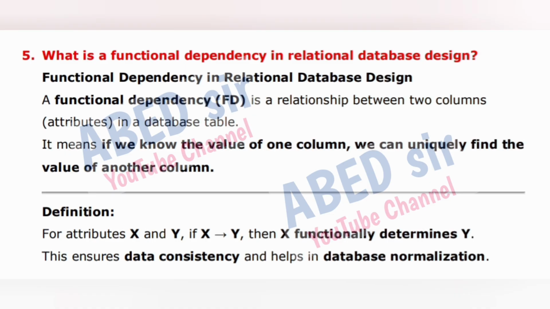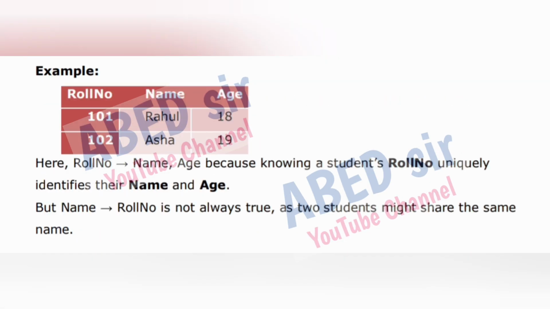Definition. For attributes X and Y, if X → Y, then X functionally determines Y. This ensures data consistency and helps in database normalization. Example. Roll no → name, age. 101 Rahul 18. 102 Asha 19.